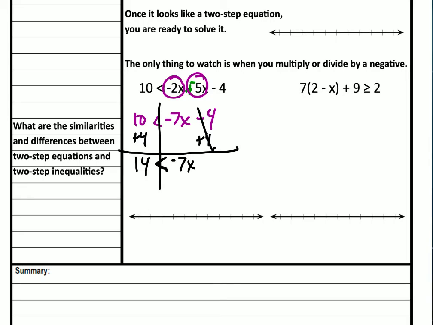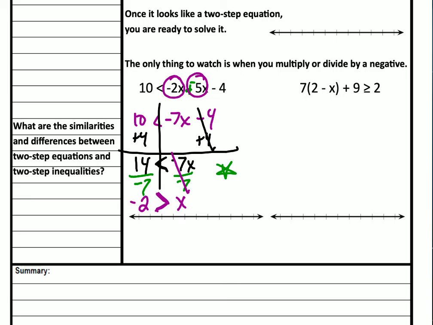Now I'm ready to take care of the multiplying. So negative 7x means negative 7 times x. So I'm going to do the opposite. I'm going to divide by negative 7. But a little alarm is going to go off in my head. Okay, I'm dividing by a negative number. Remember, when we divide by a negative number, our inequality gets flipped. So instead of less than, it becomes greater than. Dividing by negative 7 simplifies to a 1, so it's just x. 14 divided by negative 7 is negative 2.